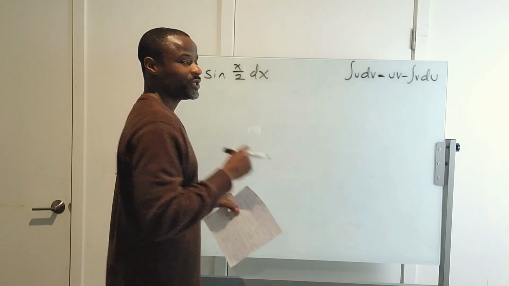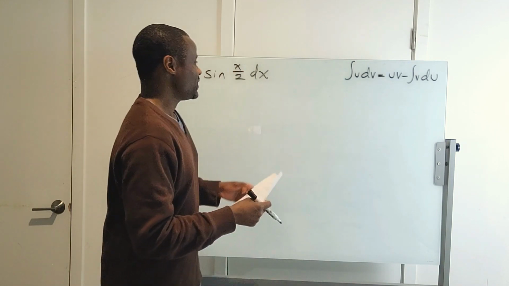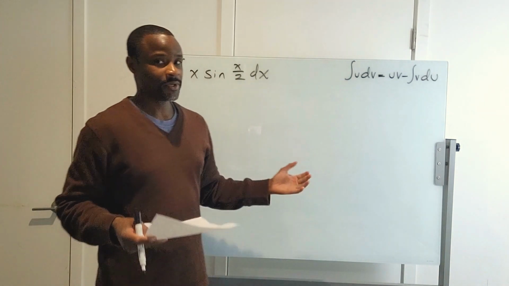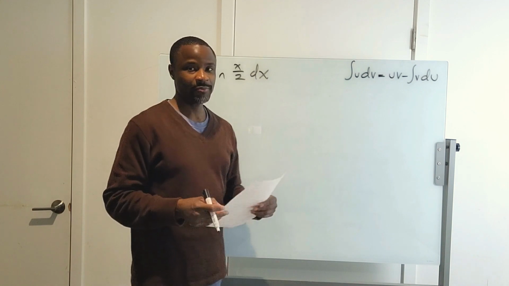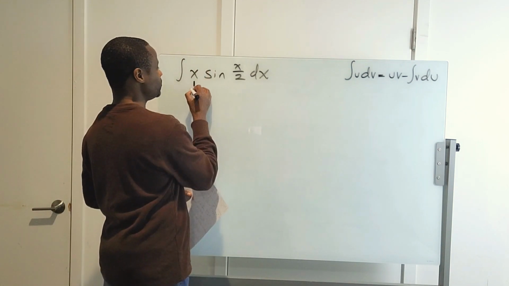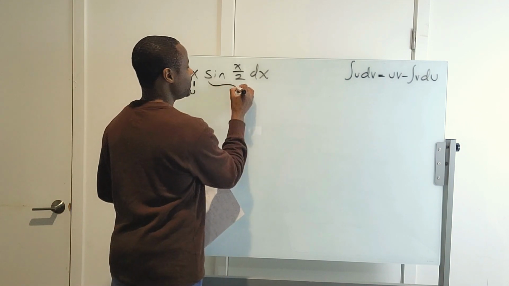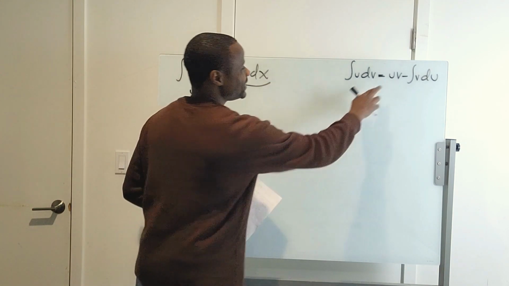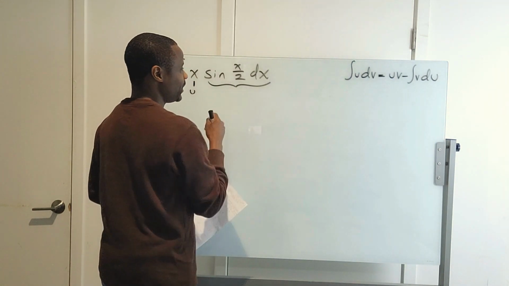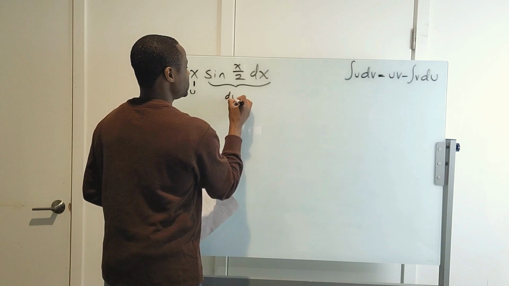So always choose your u to be something you can easily differentiate and your v to be something you can easily integrate. That's the whole point of integration by parts. It makes the problem a lot easier. I'm going to choose my u to be x and my dv. Always choose your dv, rather, not your v, but your dv, to be something you can easily integrate. So I'll make this my dv.